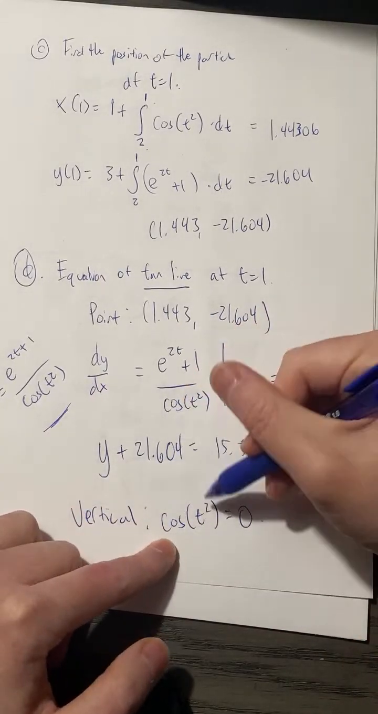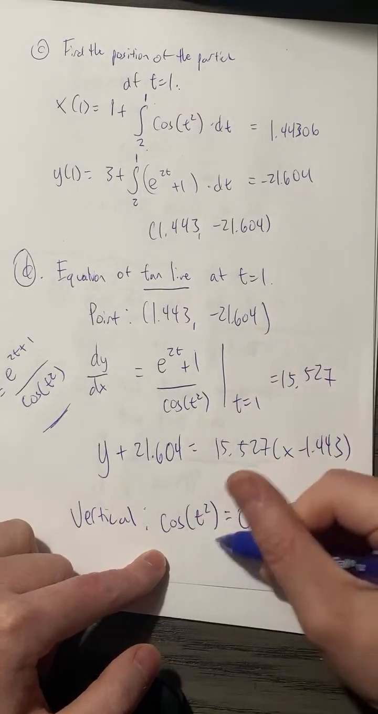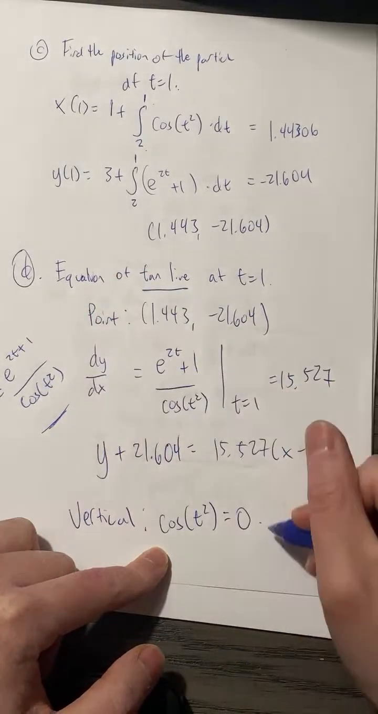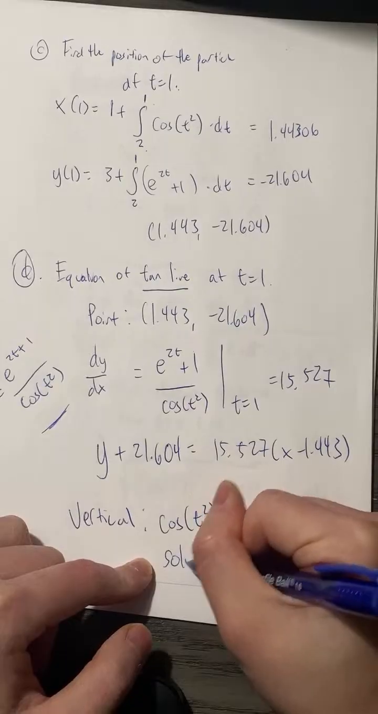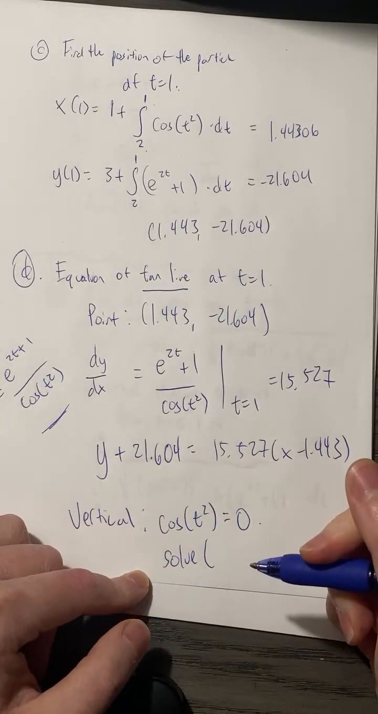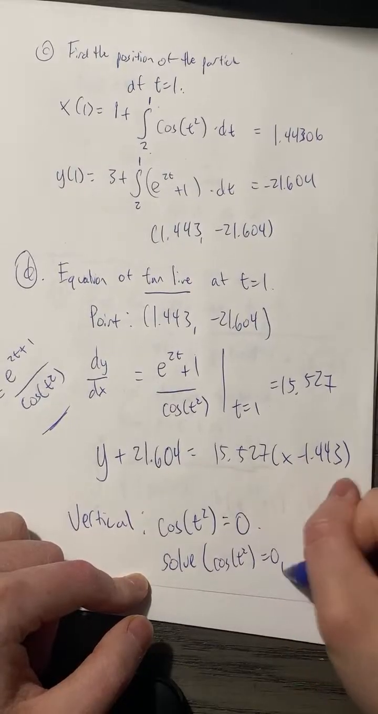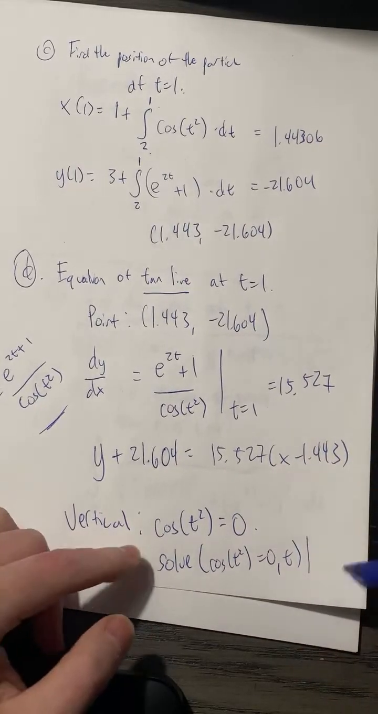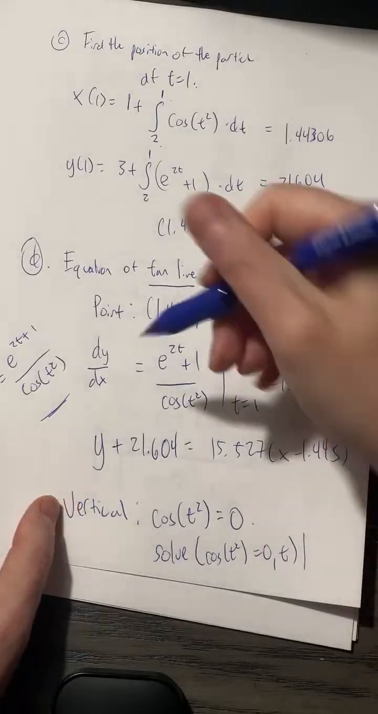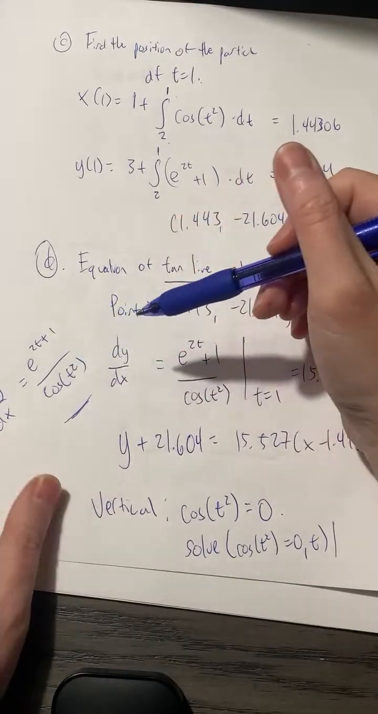But vertical would be setting the bottom to be 0, and you would just use the solve button. So you would set this up, t squared equal to 0, comma t, and then you might need to do vertical bar stuff. So that's where the vertical tangent line is.